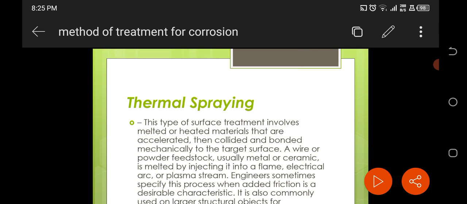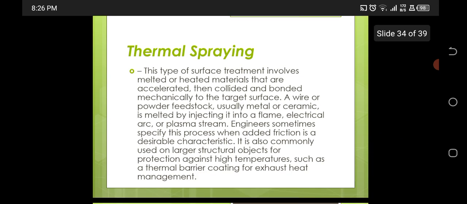I hope you are all fine. Today we will discuss the different methods involved in developing corrosion-free or anti-corrosion material. We have different methods that we discussed in the previous lecture, but now we have different methods than galvanizing, sacrificial corrosion, etc.